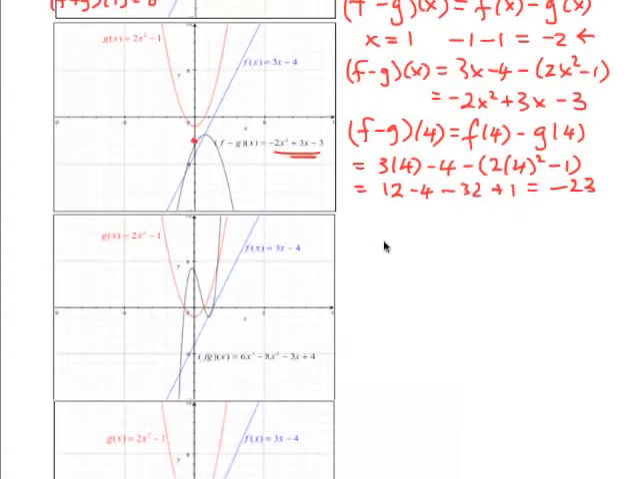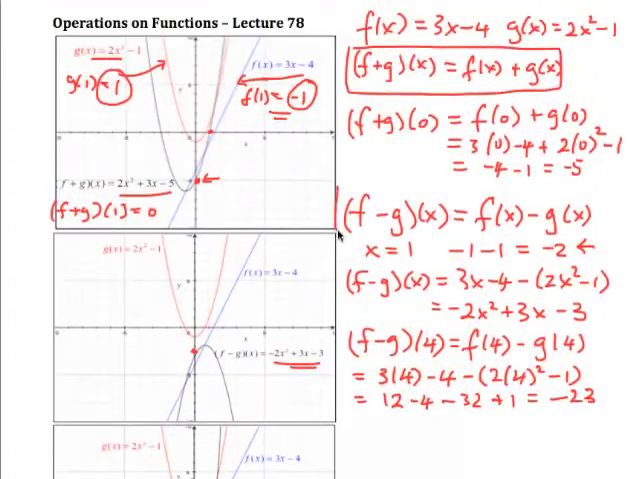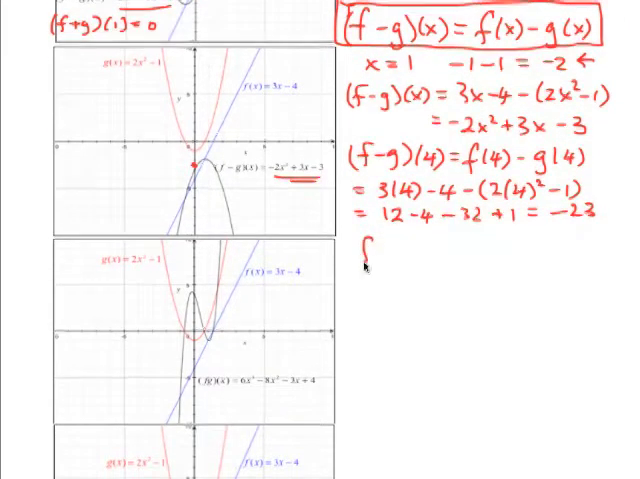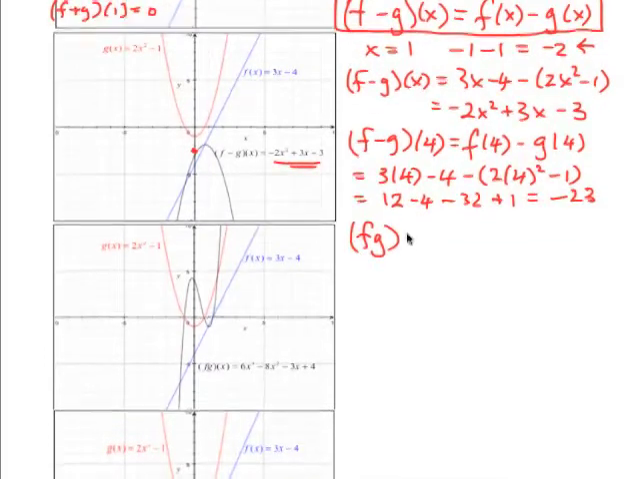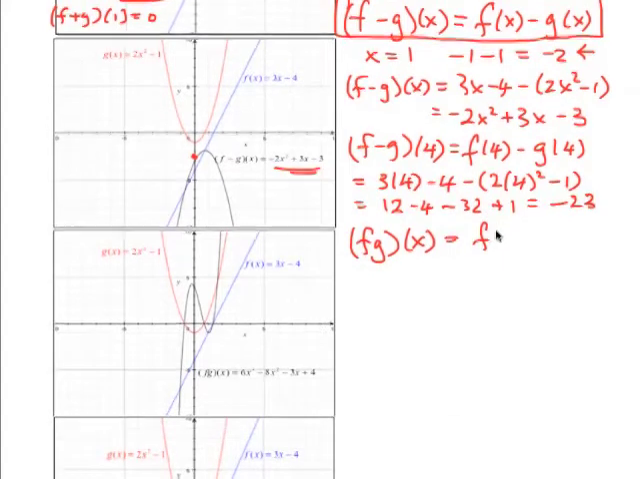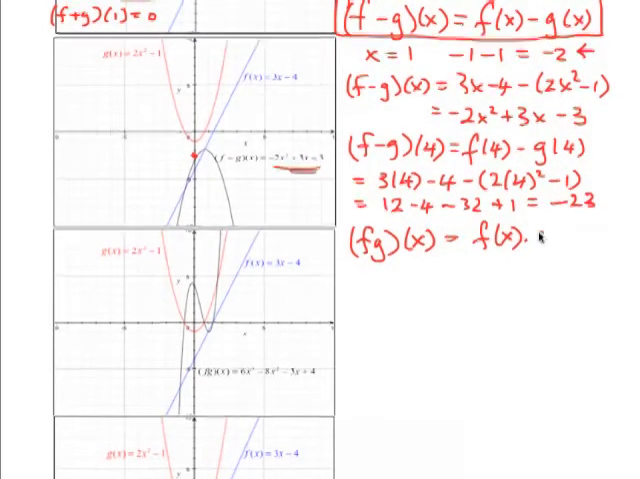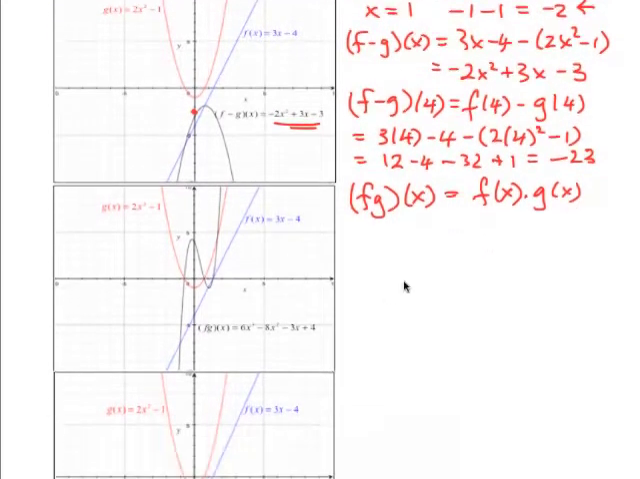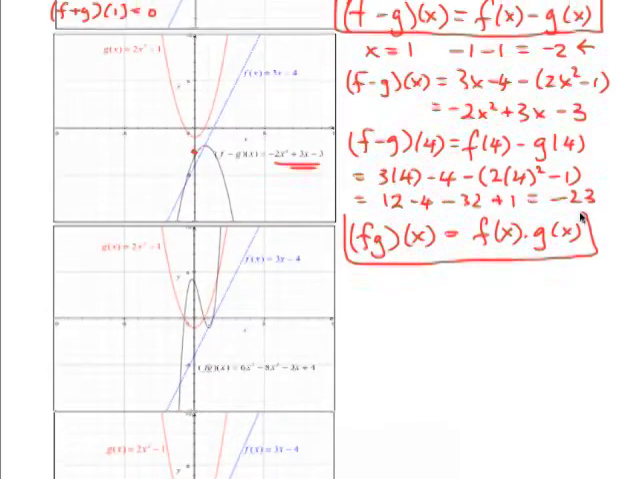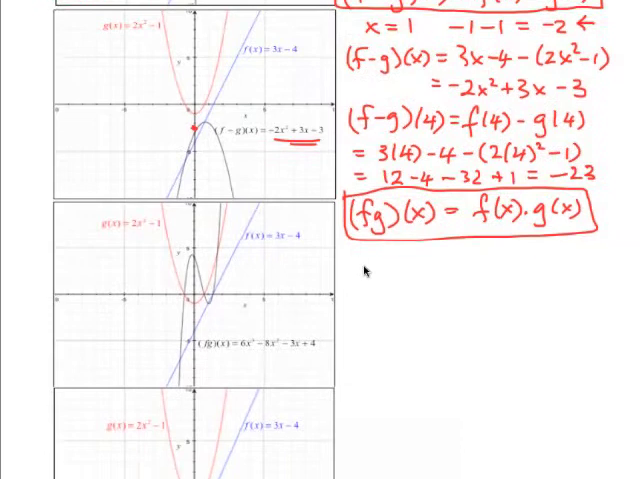Well, what do we mean by multiplication? So we have two definitions here for subtraction and of course addition. Now for multiplication, we're saying, well, what happens if I now multiply the curves? Well, clearly following our pattern, this would be the product of the two functions together. And this would be the definition of the multiplication of two functions.